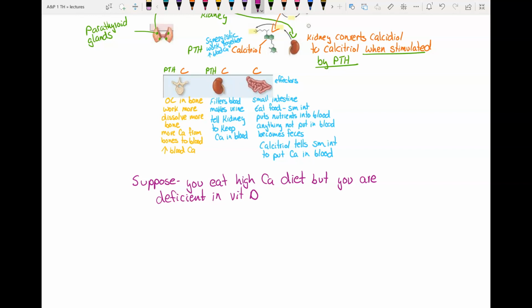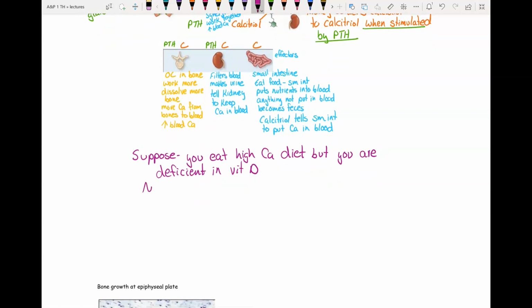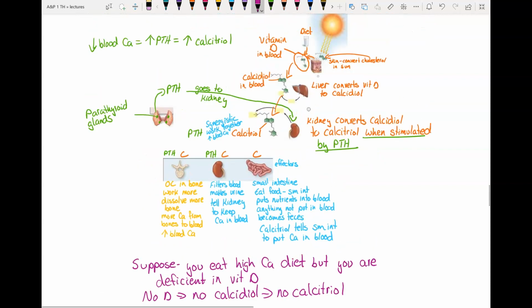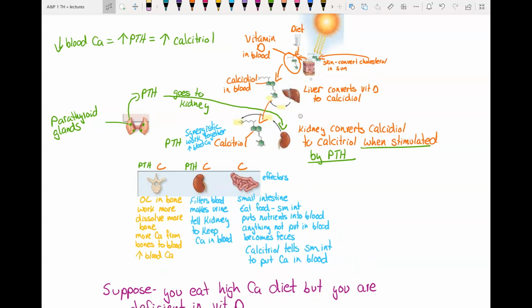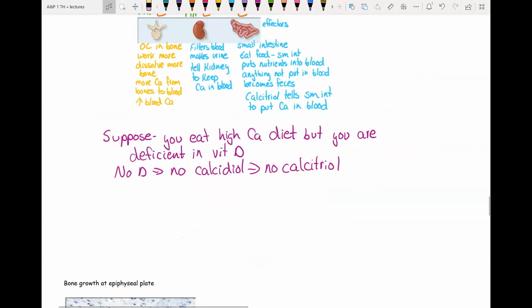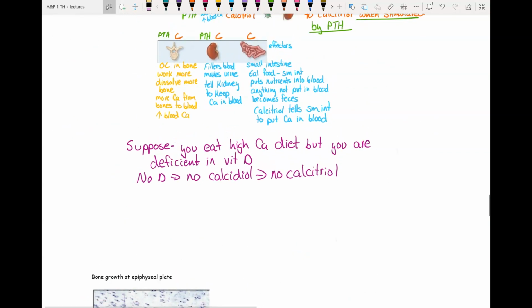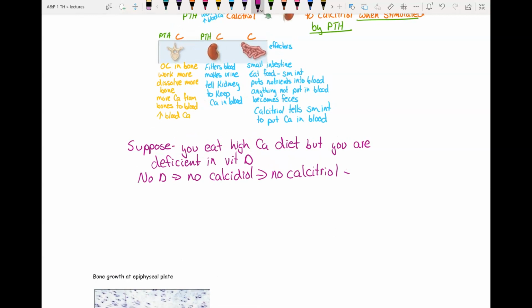Well, in this case, if there is no vitamin D, then you get no calcidiol, which then means no calcitriol. If we look back up here, calcitriol used to be calcidiol, and calcidiol used to be vitamin D. So if you take out the first step, you lose steps 2 and 3. Well, if there's no calcitriol, then there is nothing to tell your intestine to put calcium in the blood.